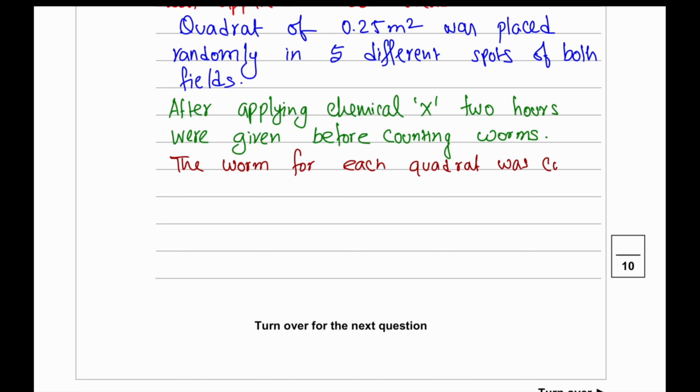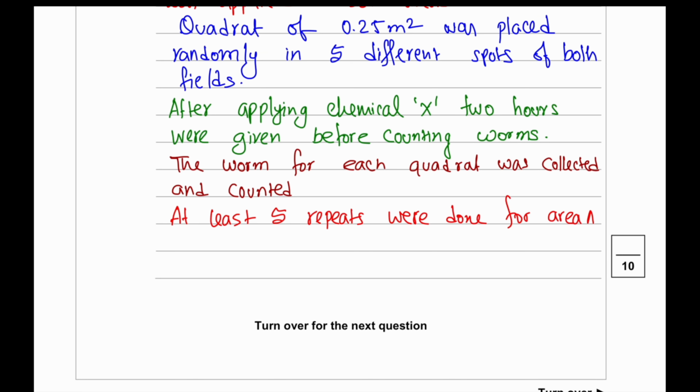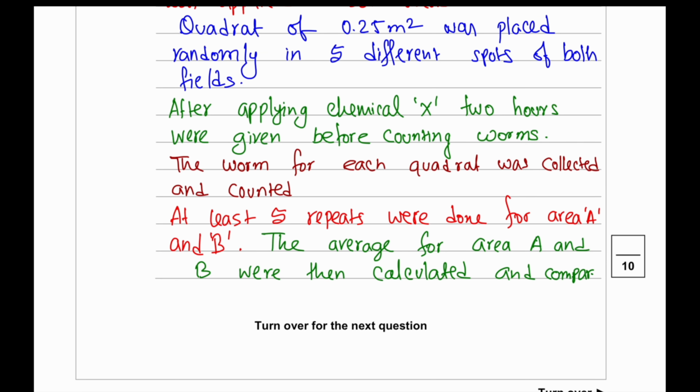And then, a particular method in which we can make it random, like placing the quadrant randomly using a random number generating app. By counting the number of worms in each area, A and B, at least 5 repeats were done, where an average was done for both areas A and B. Then, for the whole area, the total areas of A and B were calculated.